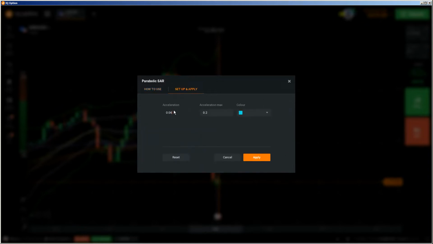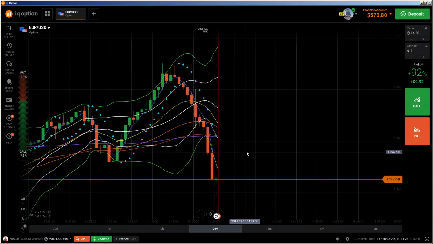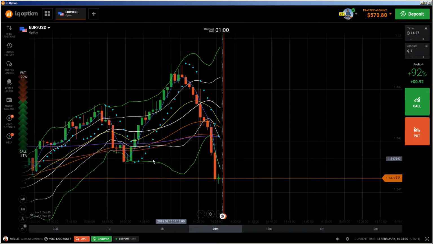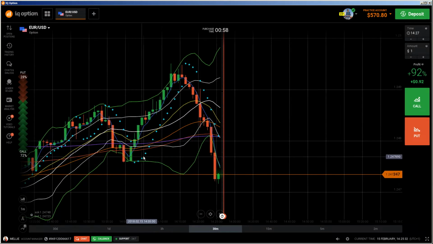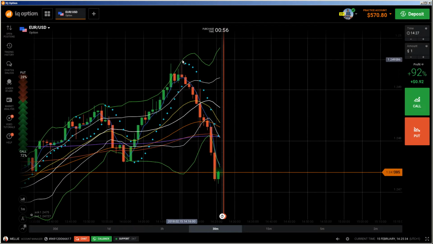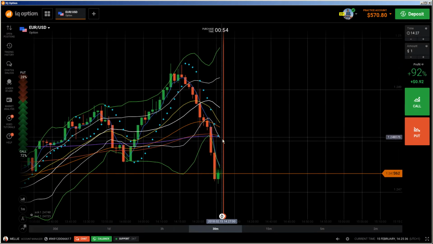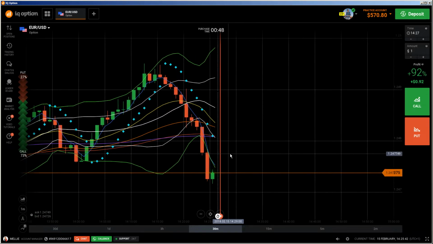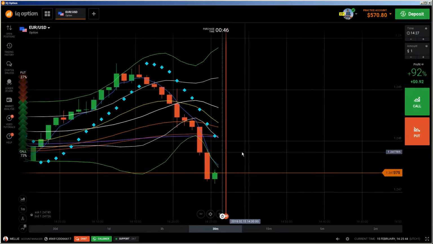So let me apply it to the 0.04 instead of 0.02, so it's a little bit faster. So, and to see if the dots are below, we are in an uptrend, and if the dots are above, we are in a downtrend. And so you can choose your trades accordingly to this parabolic SAR.